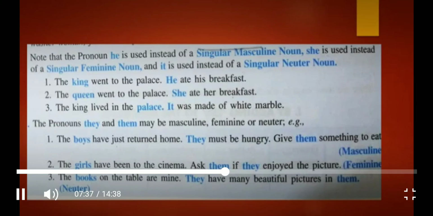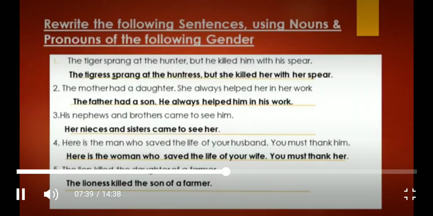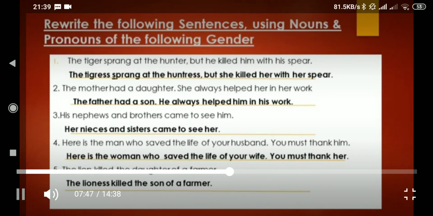Hope it is clear to you, children. Next. Rewrite the following sentences using nouns and pronouns of the following gender.